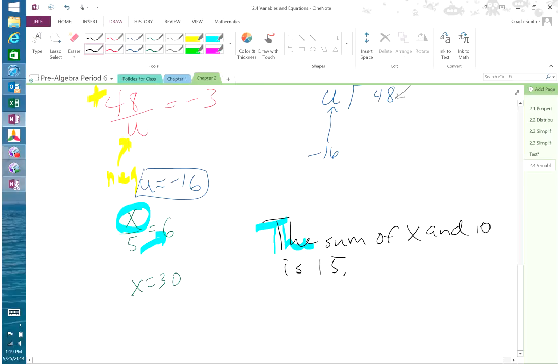The sum of x and 10 is 15. It's obviously a word sentence that they want us to transform into an equation. They want us to come up with the equation, and then they're going to give you a value and ask, is this the solution of this equation? So first of all, we need the equation. The equation of that sentence would be what? x plus 10 equals 15.